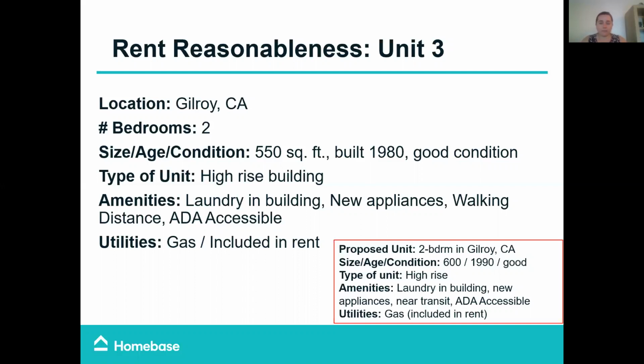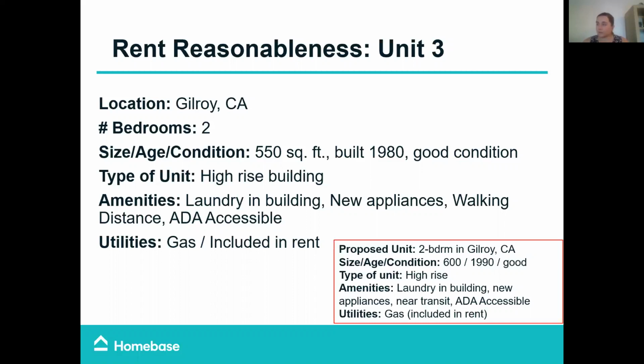Also, your client may have needs that are not reflected in the rent reasonableness chart, such as they have children who they'd like to keep in the same school district. So whatever the circumstances are of your client that make a unit comparable or not comparable, you'll want to document into the client's file so that HUD can see your thinking.